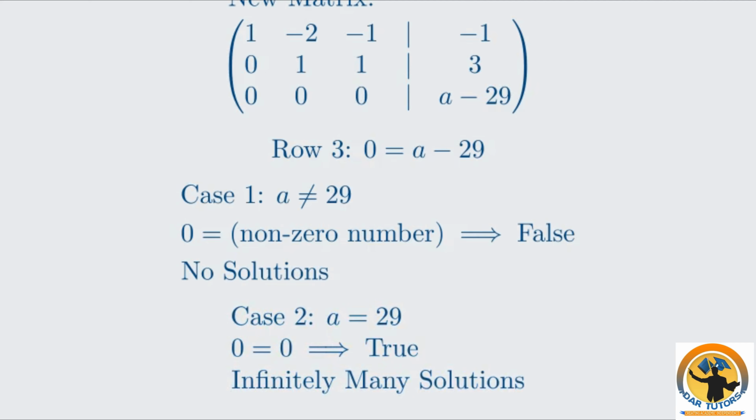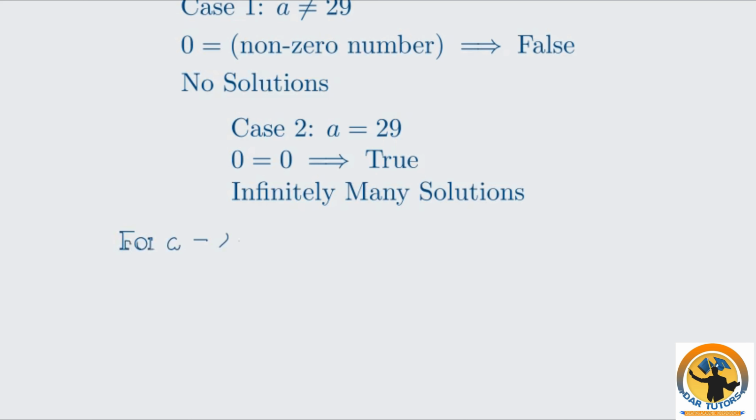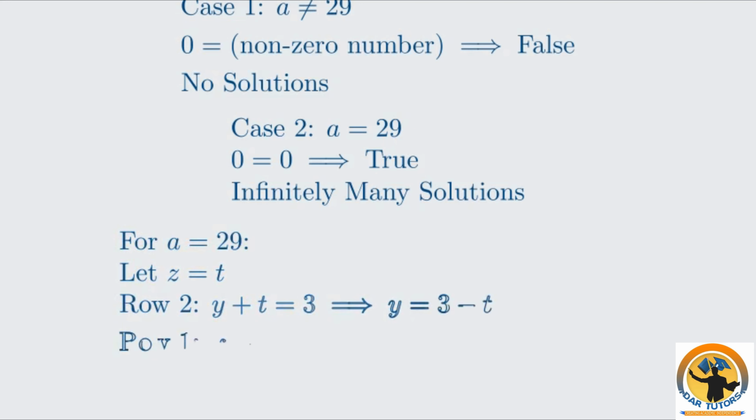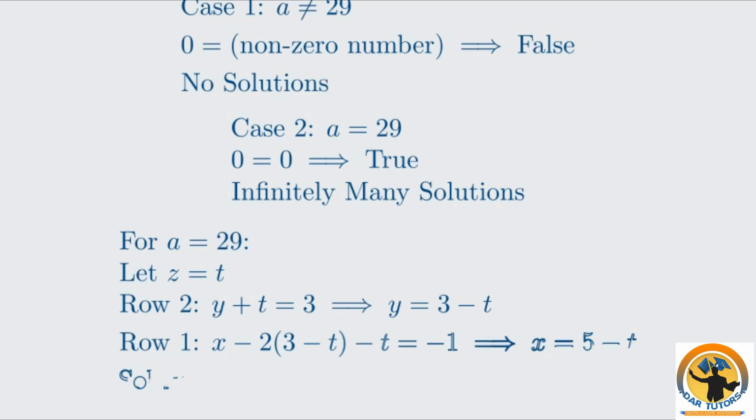Let's find the solutions for the case where a equals 29. We let z equal a parameter, t. From the second row, y plus z equals 3, so y equals 3 minus t. From the first row, x minus 2y minus z equals negative 1. Substituting y and z, we get x equals 5 minus t. The solution set is x equals 5 minus t, y equals 3 minus t, and z equals t.